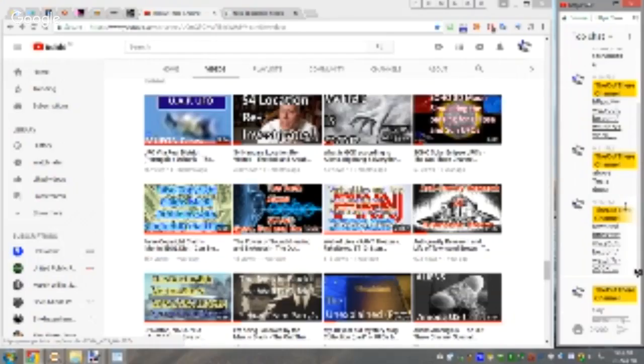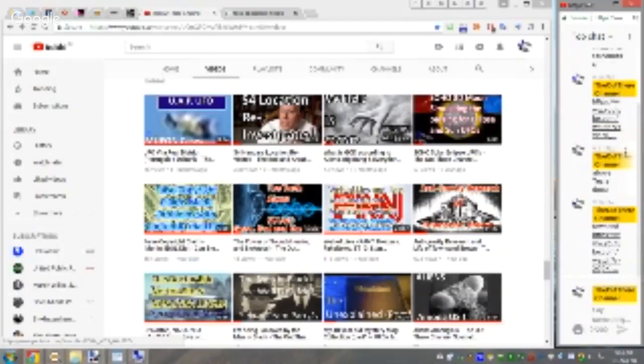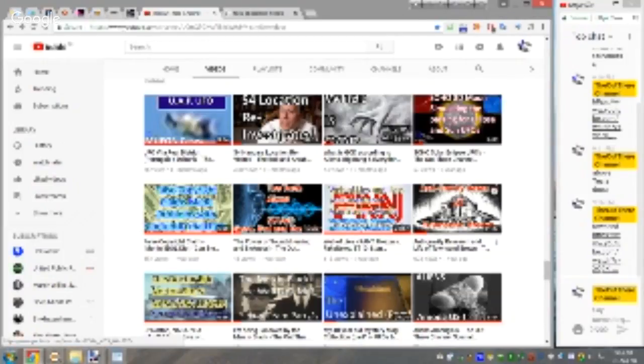So there are some research papers because a lot of people are researching this. A lot of the stuff that came off Townsend Brown's research was these ion lifters. I'll open up that one.